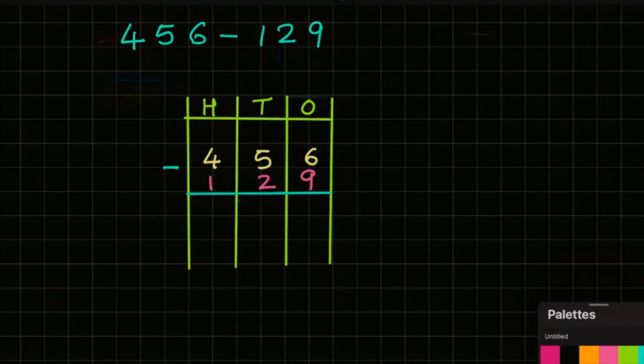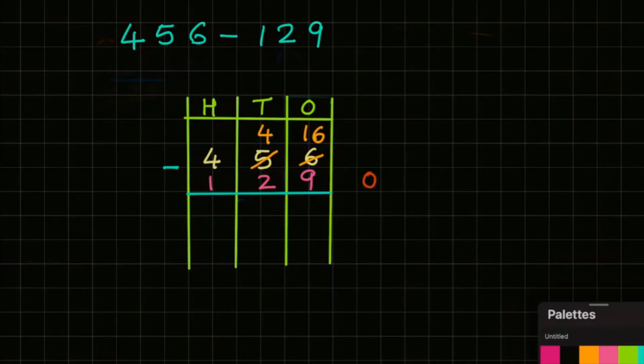Now let's start from the ones column. Since 6 is a lower number than 9, what we are going to do is borrow 10 from the previous column. So let's do that. This 5 will become 4, this 6 will become 16, and now let's do the normal subtraction that we always do.